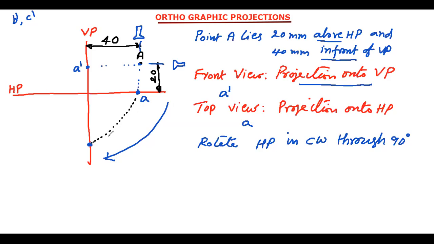So when I rotate this horizontal plane through 90 degrees, don't change the vertical plane. Vertical plane should not be rotated. Always horizontal plane should be rotated in clockwise direction through 90 degrees only. So I have rotated this horizontal plane through 90 degrees in clockwise direction. So I got the top view somewhere here. Now I have the front view somewhere here. I have the top view somewhere here.